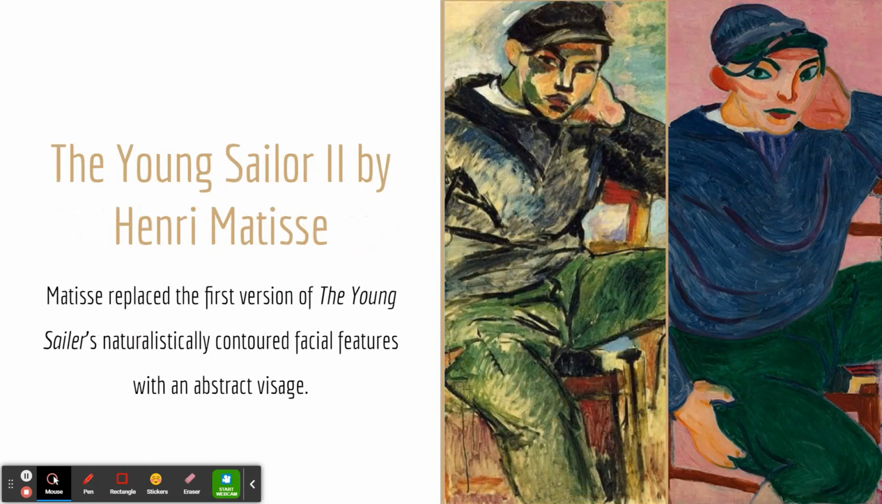The Young Sailor 2 by Henri Matisse. Matisse replaced the first version of the young sailor's naturalistically contoured facial features with an abstract visage. Over here is the first version of the young sailor, and on the right is the second version. As you can see, the first version is more natural, and that is what the young sailor might have looked like in real life. But the second version took a more abstract approach, and that is all because of the inspiration of West African sculptures.